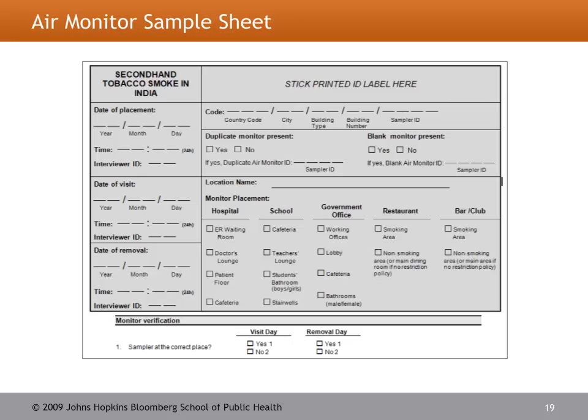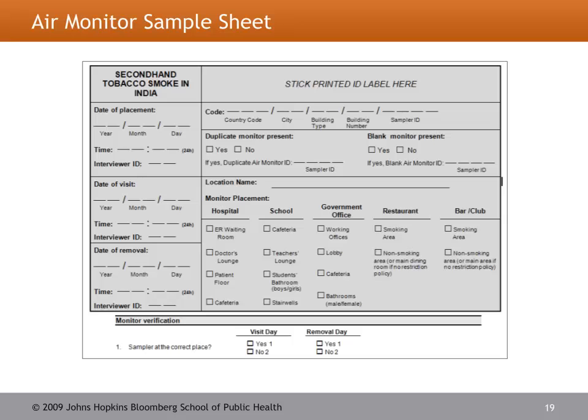So again, we have a gray shaded area here on the air monitoring sample sheet. This one is a little bit more complex because there was more information that needed to be collected, such as where in each of the venues the monitor was actually placed, whether it was in the cafeteria or the lobby or the bathroom, for instance. You needed to check those items off. It's also important to remember to check off whether there were any quality control monitors associated with the monitor that you were actually placing. And again, the label. The most important part of the form is the label here, to make sure that you get that correct so that you can match your air nicotine monitor with this particular sheet.